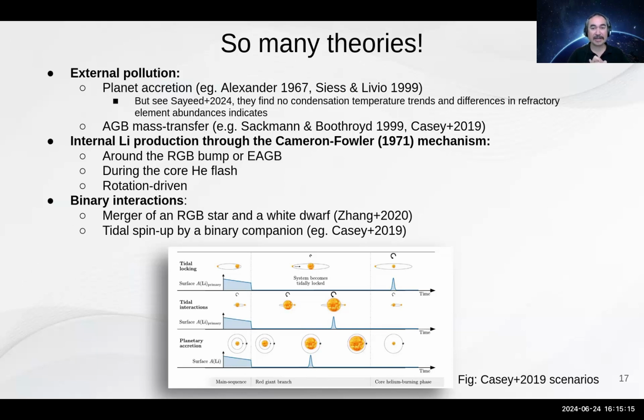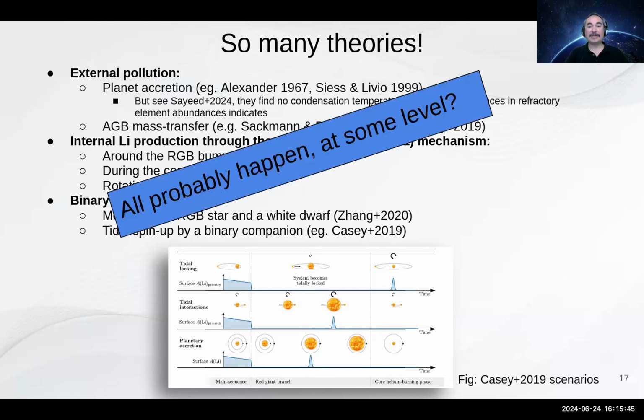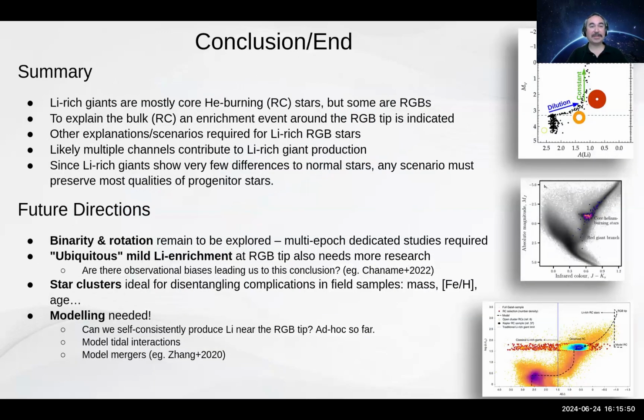Binary interactions are becoming more popular, so mergers. Zhang et al. 2020 have merged RGB stars and white dwarfs, and they can make lithium-rich giants. I'm not sure how much they've compared all the other parameters with the huge amount of observations we have now, just as a cross-check. That's something that needs to be done. Casey et al. also suggested that tidal spin-up by a binary companion might be another way to make lithium-rich giants, so that has to be investigated. My take is that all of these probably happen at some level. It's just a matter of deciphering them.